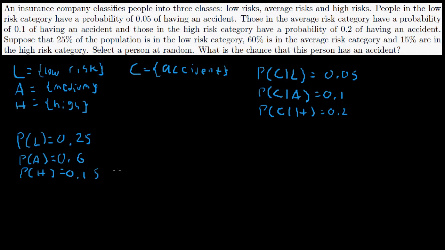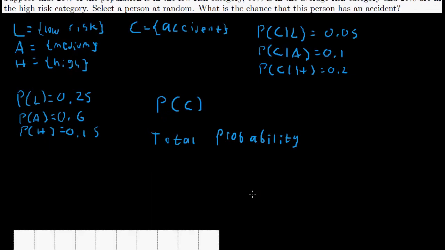So now we're asked, what is the probability that a person has an accident if we pick them at random? Well, these guys partition the whole space, and we're given these, so we're going to want to use the law of total probability. So let's make a nice picture for this. I got this nice graph paper type thing online. Okay, so let's draw out who are the high, medium, and low risk people.